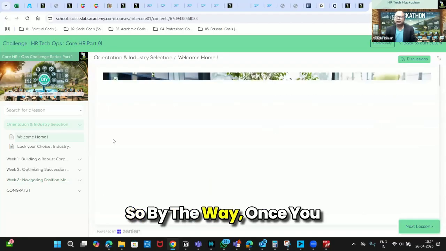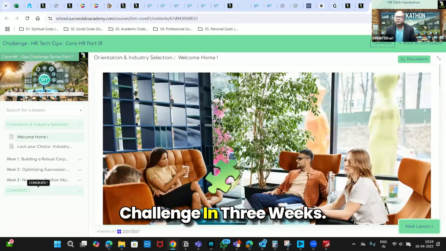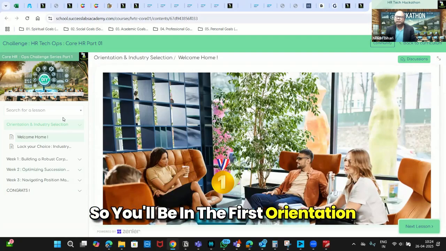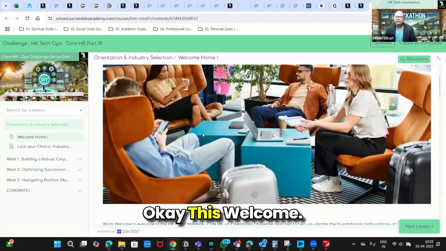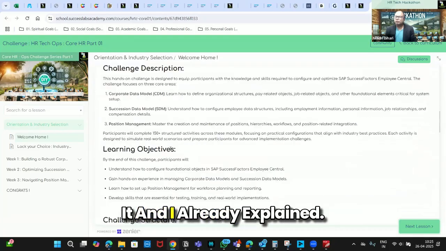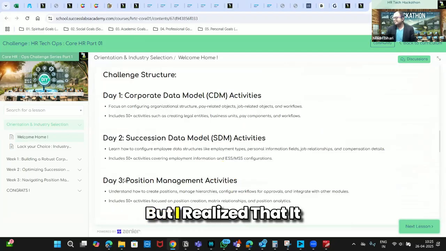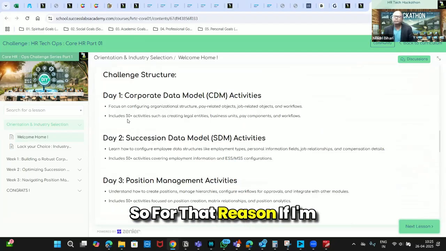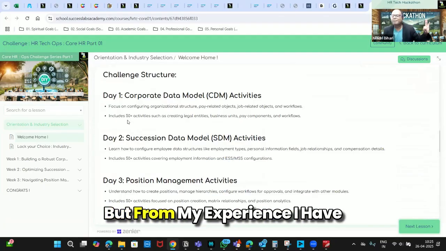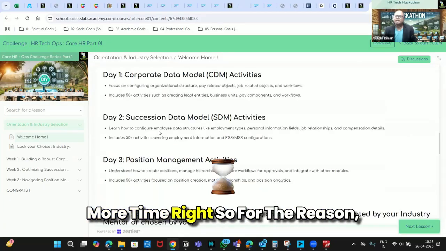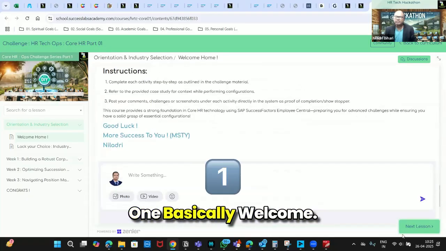By the way, once you join this challenge, it is a time-based challenge of 3 weeks. You'll be in the first orientation, which we are currently doing, in this first mission. There's a welcome, and you just have to go through it. I already told you it's not day 1, day 2, day 3, because I realized it will take more time. If you finish in 3 days, I'm more than happy. Initially, I designed it for 3 days only, but from my experience, people take more time. So this is week 1, basically the welcome.